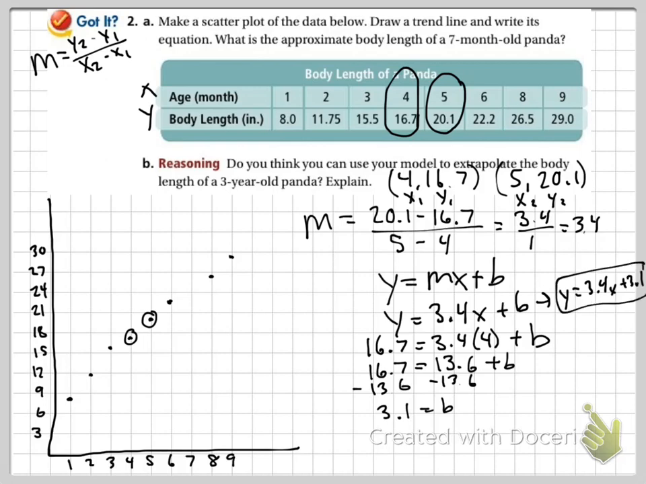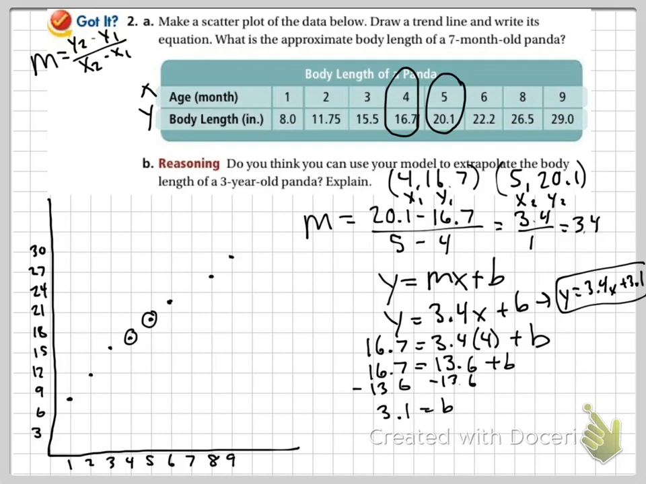Okay, if you chose different points, you might get a different equation. You probably will get a different equation. Hopefully, they're pretty close, right? These points look like they're pretty close. So hopefully, your equation is going to be pretty similar.